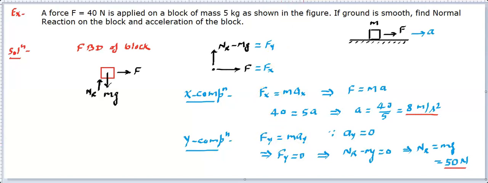What is going to happen? Questions will have different levels of difficulty. But the idea will remain: identify the system, then draw the free body diagram of that system, and then write the components of forces in the x direction or the directions which are suitable. It may not be horizontal and vertical all the time. You can have any two perpendicular directions depending upon the question.